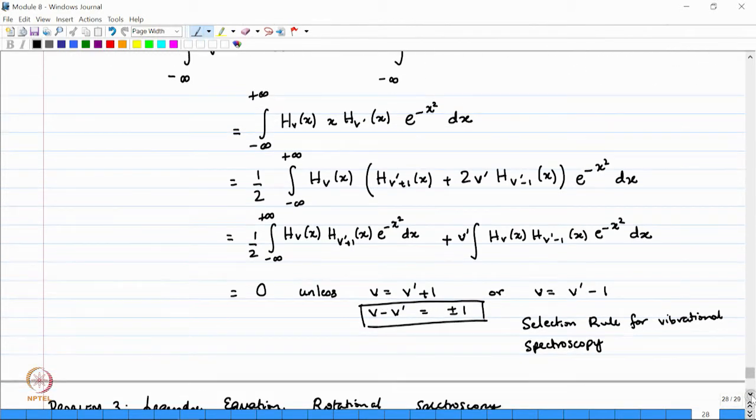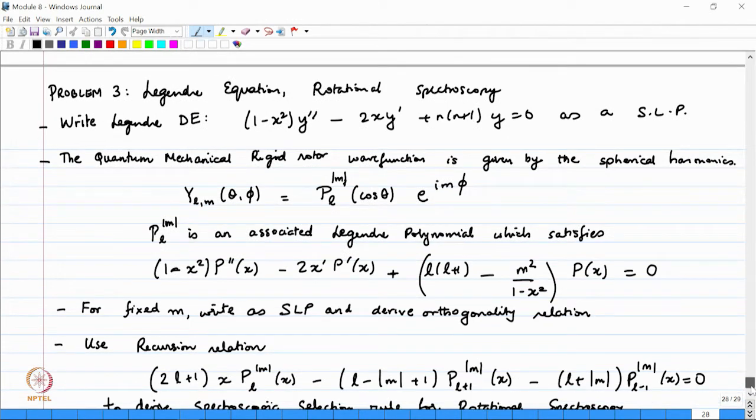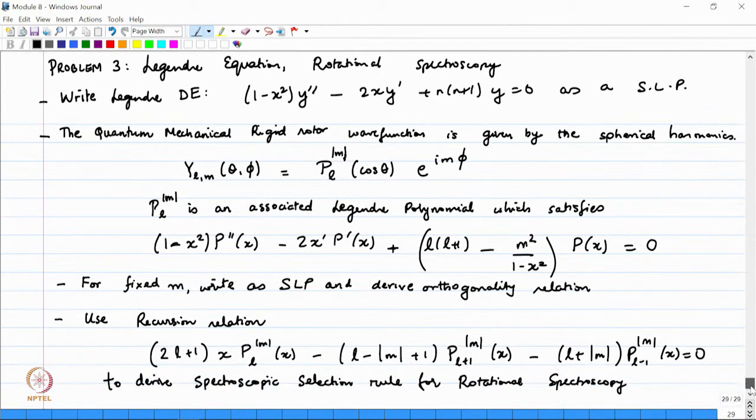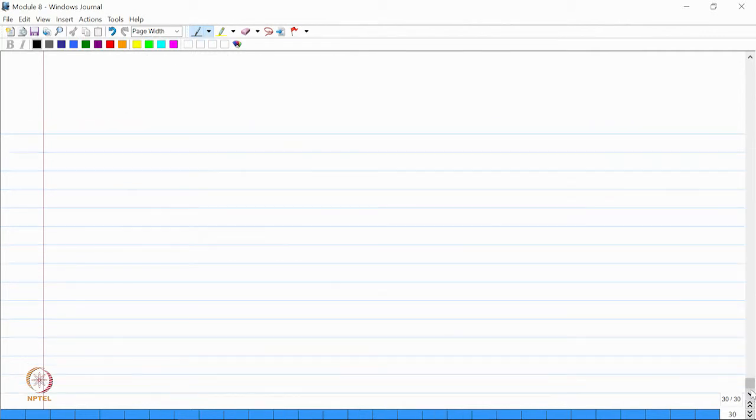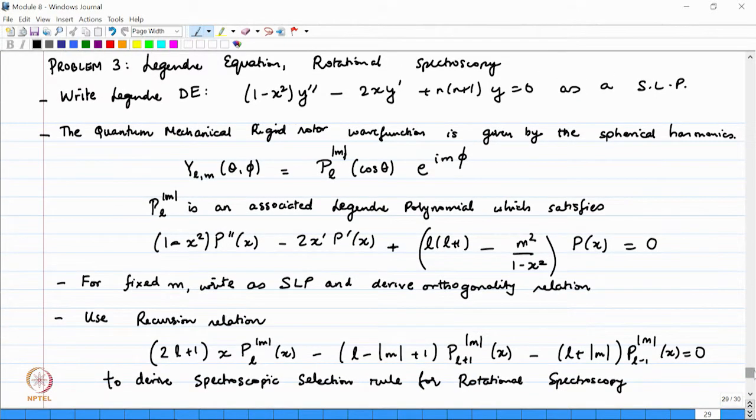So next problem is the Legendre equation and rotational spectroscopy. So we'll do this problem in various steps. The first step is to write the Legendre differential equation, which is given by 1 minus x square y double prime minus 2 x y prime plus n into n plus 1 y equal to 0, as a Sturm Liouville problem.